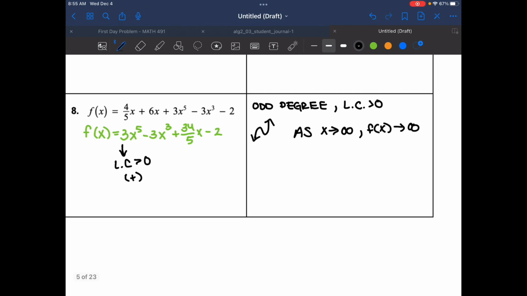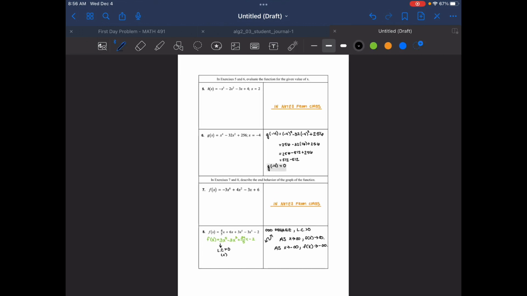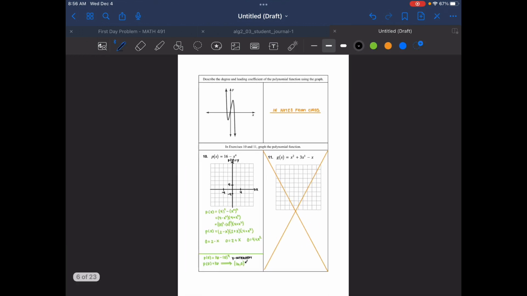So then we have one more statement to write, is as x approaches negative infinity, f of x will also approach negative infinity. And that is going this way. So as we go this way on our graph, my y value is decreasing. Okay. Go ahead and flip this over.